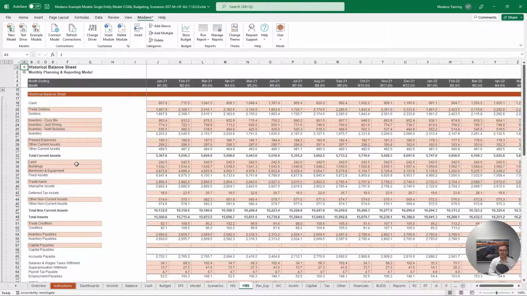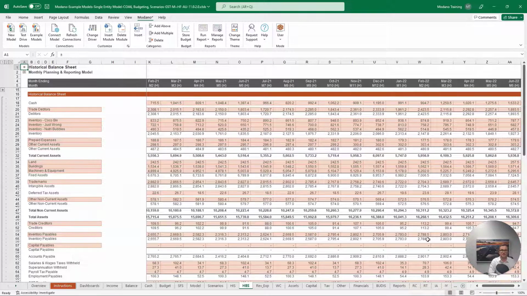As you can see in this example, we have three categories of fixed assets, those being land, buildings, and machinery and equipment. And on the right-hand side of the sheet here, we have our closing balances. So if we scroll across our time series until we have our closing month of June 22, we can see that we have a closing balance. And in the case of buildings, for example, we have a closing balance of 1571.4.